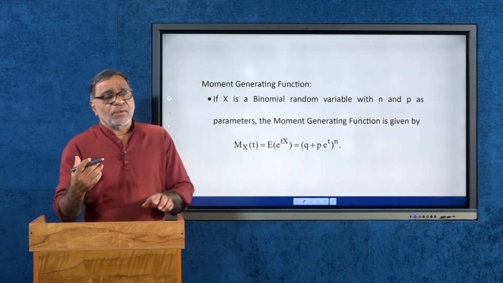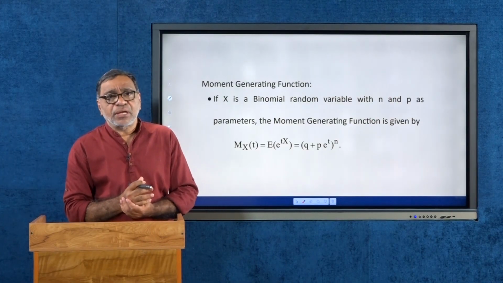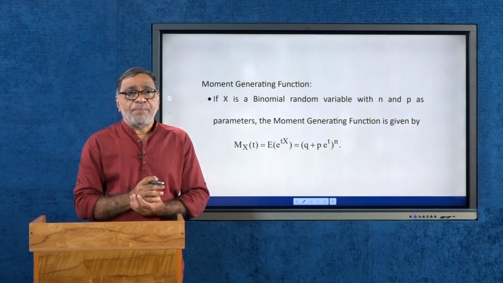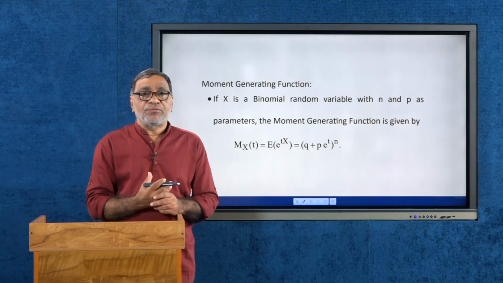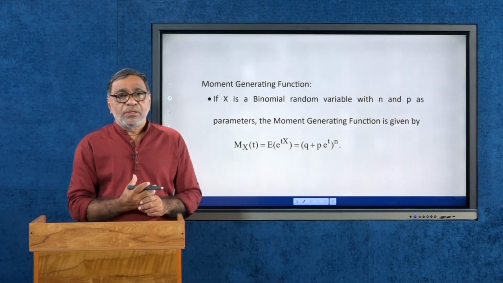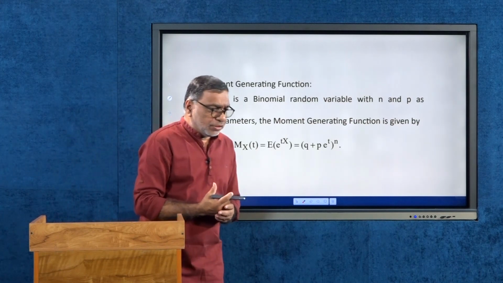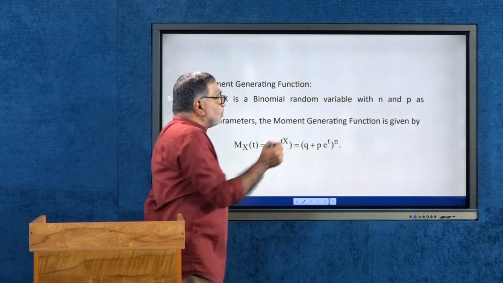And now we are moving to deriving the moment generating function of the binomial random variable. And by the definition of the moment generating function, we have the moment generating function.